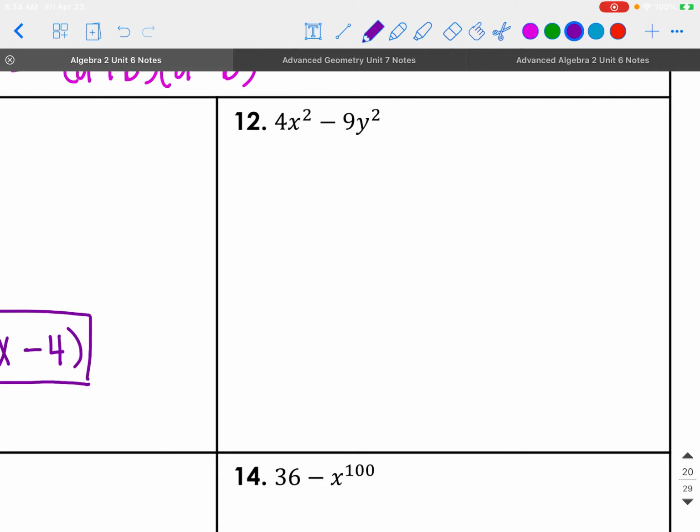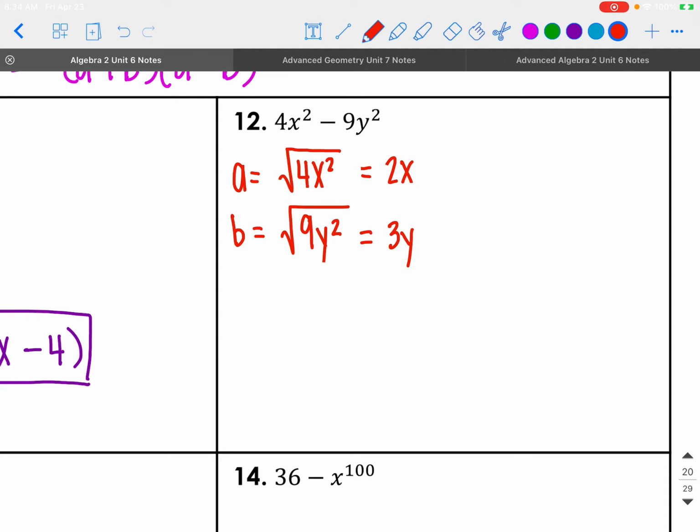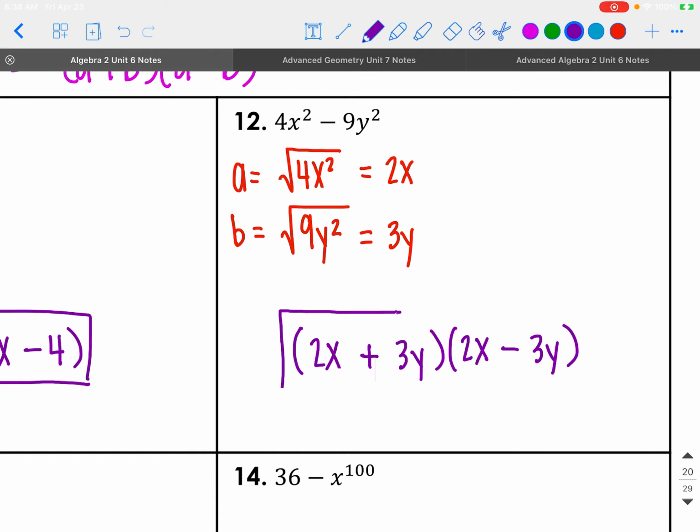Number 12, is there a GCF? There's nothing they have in common. I can't divide out a 2, a 3, or anything. So my A, square root of 4x squared, what is that? 2x. And my B, that's the square root of 9y squared, which is 3y. So my answer is 2x plus 3y, 2x minus 3y.